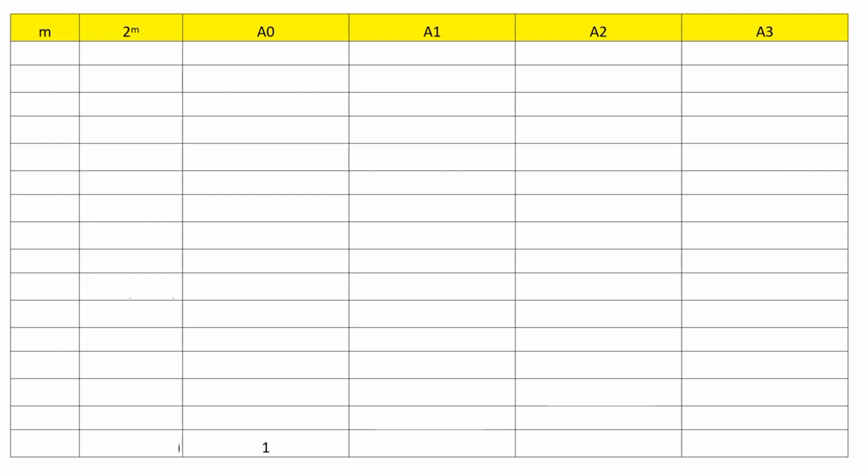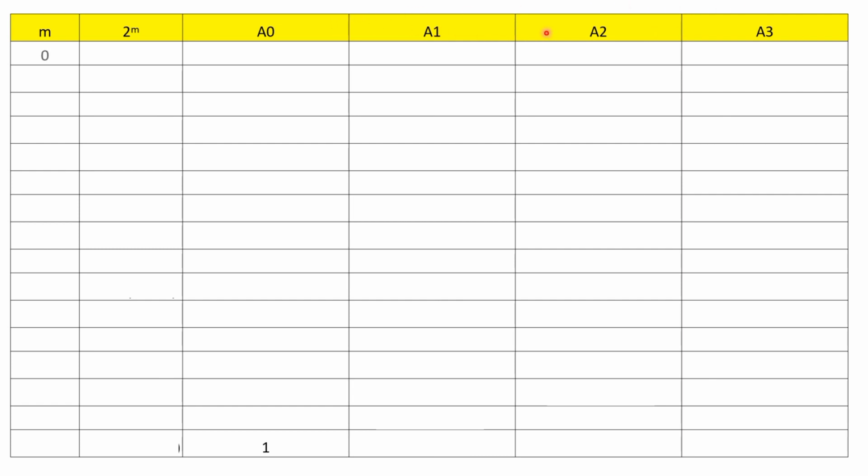So, since we're done with the numerical analysis of Graeffe's method, let me show you the tabulated format of how we solve the roots of the equation using Graeffe's method. I have here a table with the column labels m, 2 raised to m, a sub 0, a sub 1, a sub 2, and a sub 3. These are the coefficients of our equation.